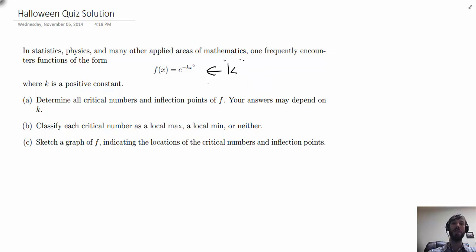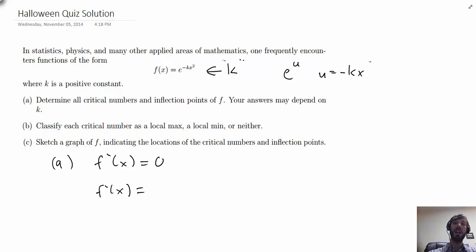First of all, we have this function here. Question A is just determine all critical numbers and inflection points of f. In terms of critical numbers, we know that critical numbers are solutions to the equation f prime of x equals 0. To differentiate a function like that, we would want to apply the chain rule. We want to think of this as f of u, or e to the u, where u is negative k x squared. So the derivative would be du dx times df du.